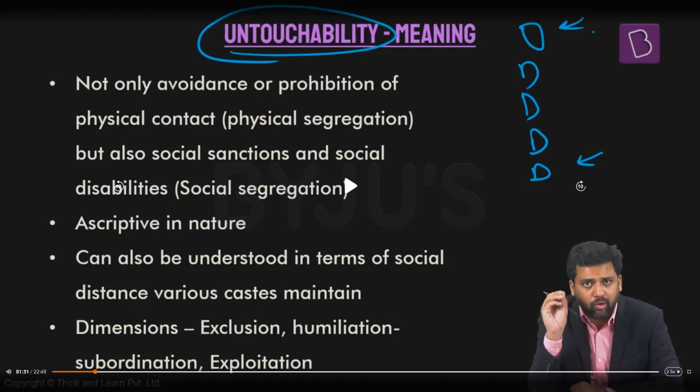The different dimensions of untouchability are exclusion, humiliation, subordination, and exploitation. People are excluded from social discourse and social processes. People are excluded from participating in social activities. If people are not allowed to enter temples, it is an example of exclusion. If people are not allowed to avail the water of a common drinking facility, or to drink water from a common source, it is an example of exclusion.